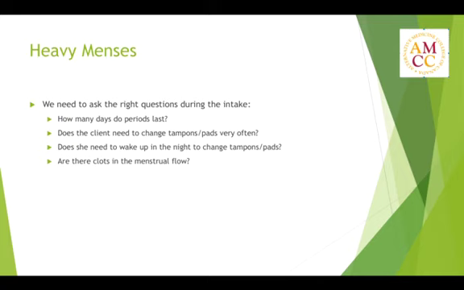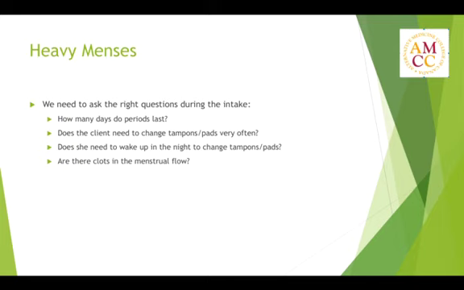So, of course, how many days does the period last? A normal period is anywhere from 3 to 7 days. Anything longer than 7 days is what we might consider heavy menses. You can ask them how often they change their tampon and pad. Anything more than every couple of hours is considered too much. And if they need to wake up at night to change a pad or tampon, that definitely qualifies as a heavy menstrual period.